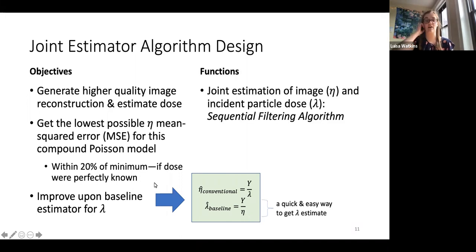And then, of course, what this algorithm is actually doing is a joint estimation. So it's estimating both the image and the incident particle dose. So both eta, where we want an eta value for each pixel, and lambda, that's the dose. And again, this algorithm is called the sequential filtering algorithm.